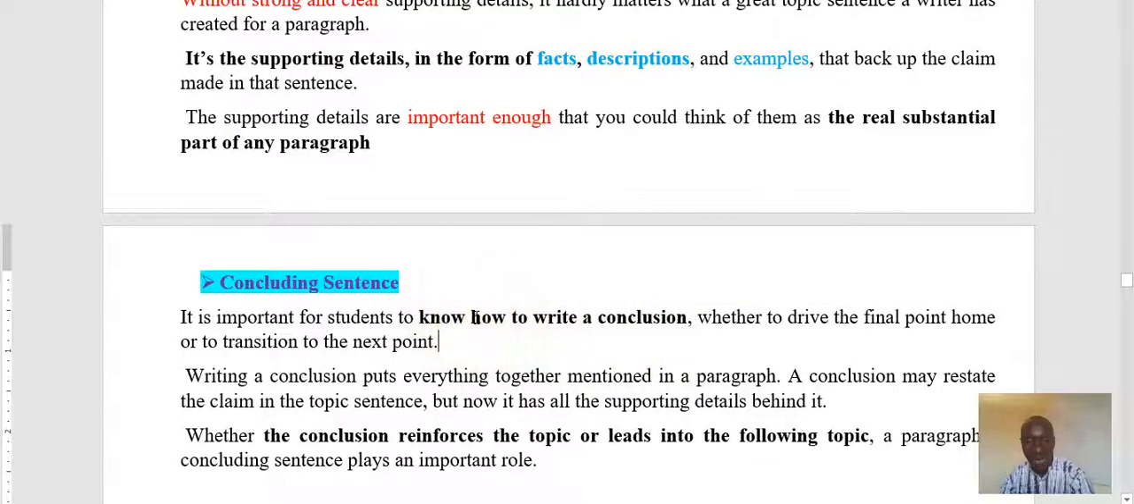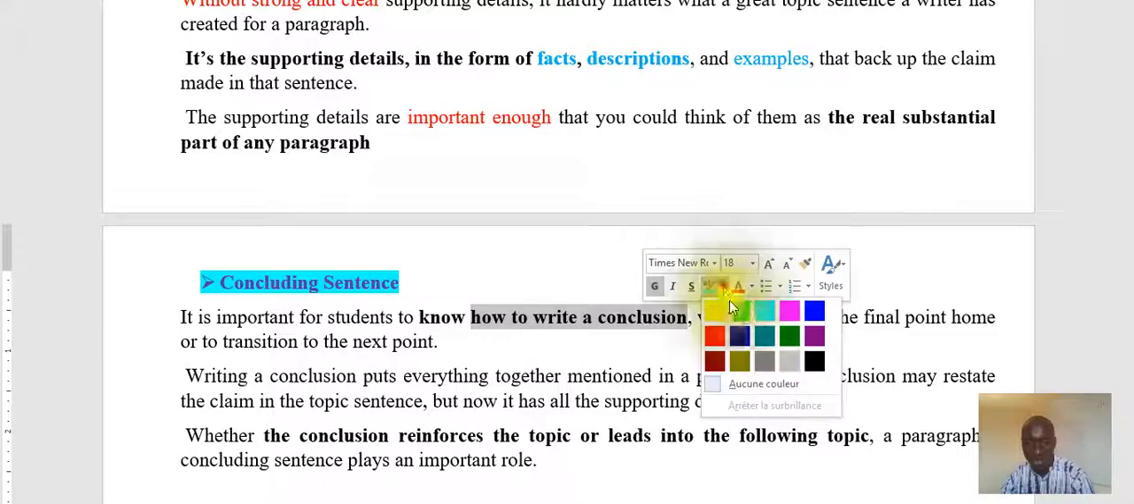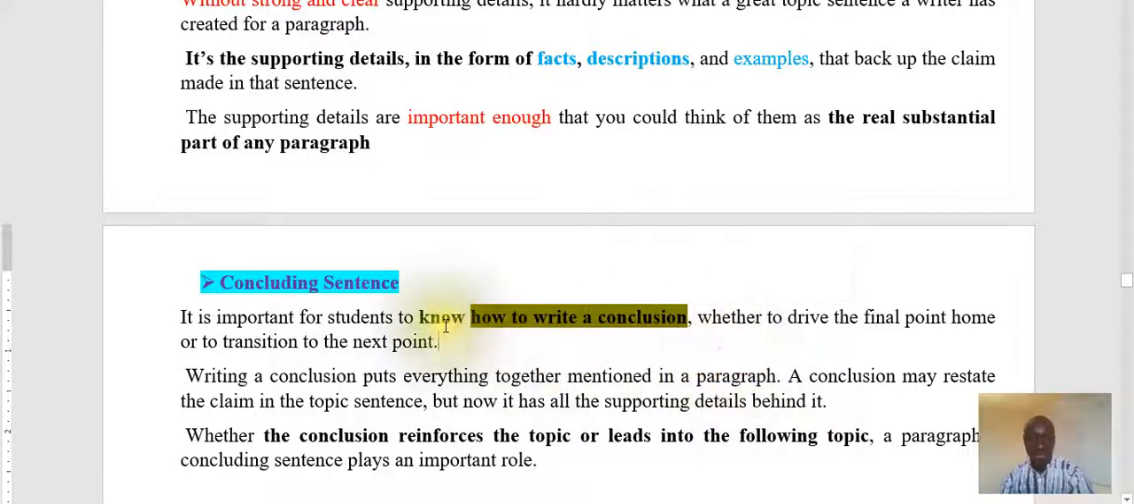It is important for students to know how to write a composition.